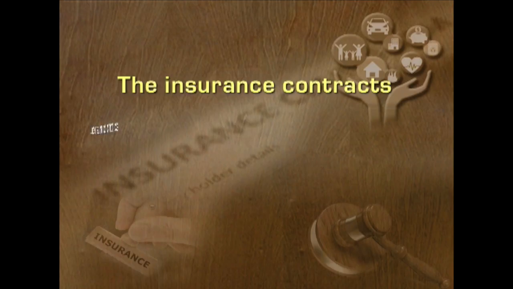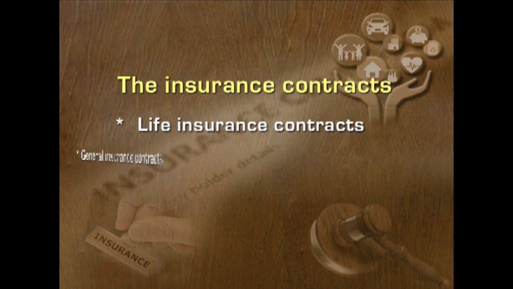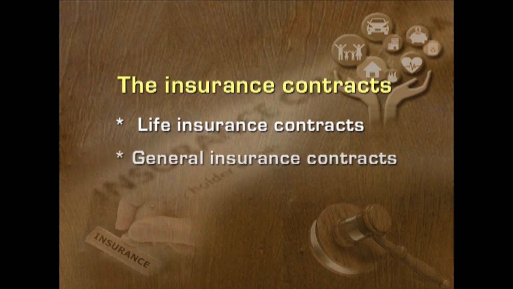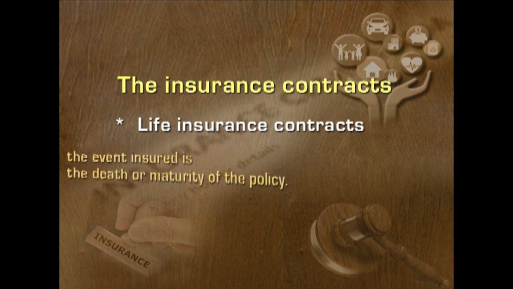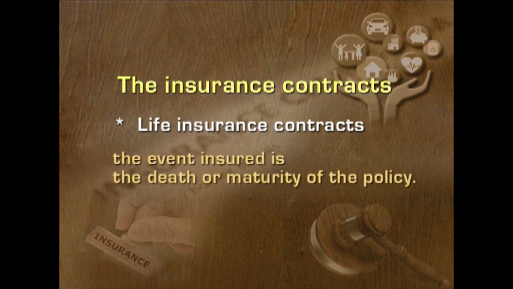The insurance contract can be divided into two classes: life insurance contracts and general insurance contracts. In life insurance contracts, the event insured is the death or maturity of the policy. The death is certain, but the time of the death is uncertain. On the happening of the event of death, it is difficult to ascertain the loss suffered by the insured or compensation payable to the beneficiaries as the sentiments are attached with it.